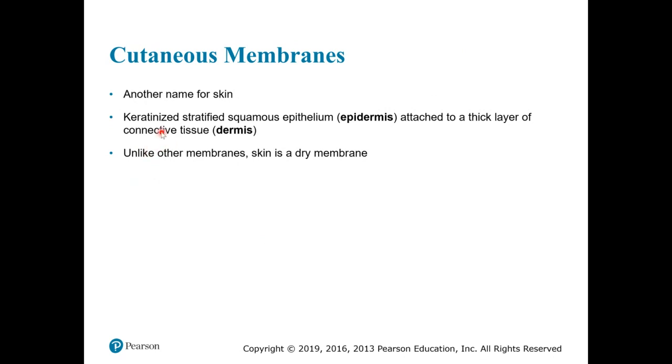So cutaneous membrane skin is made up of stratified squamous epithelium that is keratinized. So that means it's multi-layered, stratified, that the cells at the apical layer are the flattened type, squamous, and that these cells have the tough molecule keratin in them to make it waterproof, keep the water on the inside of the body, and also for protection. And it's dry. The other membranes are wet with mucus.